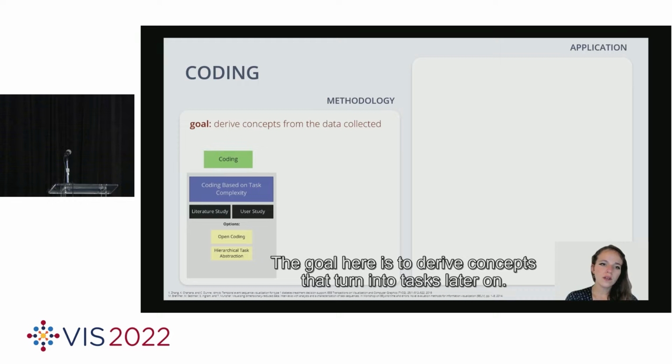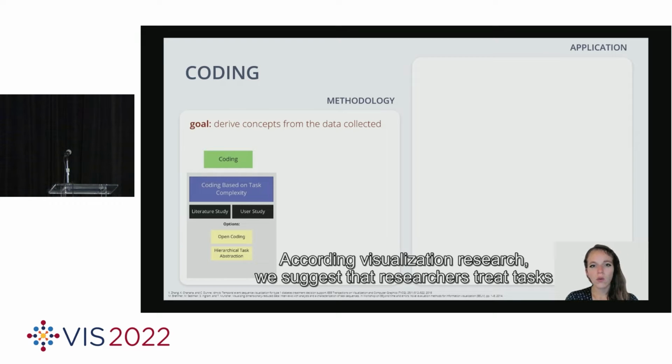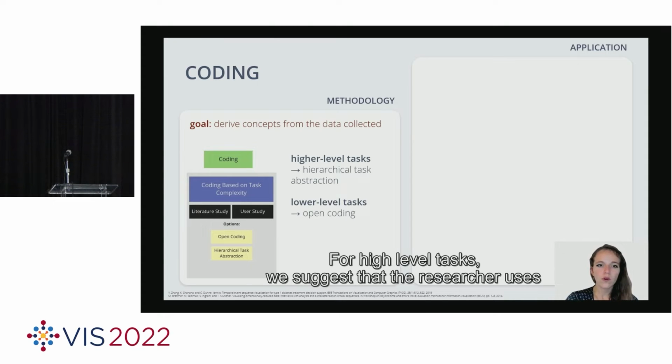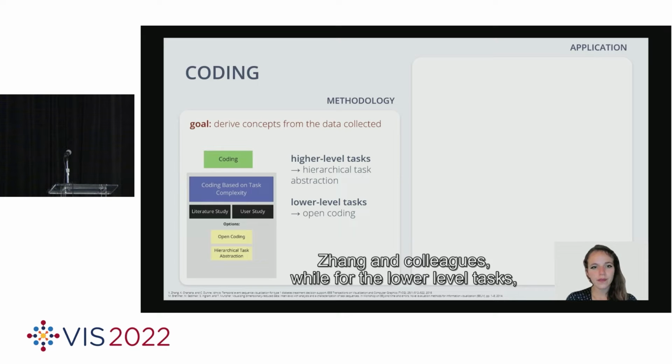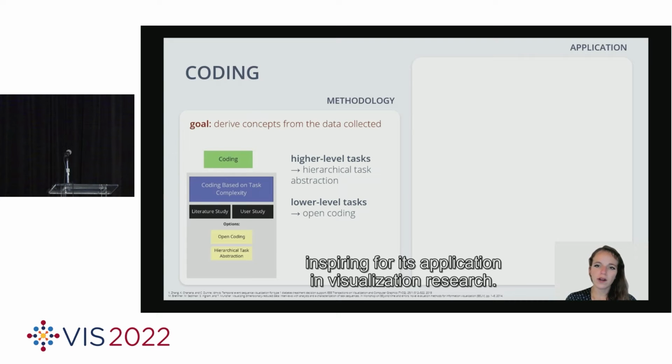The goal here is to derive concepts that turn into tasks later on. Echoing visualization research, we suggest that researchers treat tasks with different levels of abstractions differently. For high-level tasks, we suggest that the researcher uses hierarchical task abstraction, which was pioneered by Yi-Xuan Zhang and colleagues. While for the lower-level tasks, we suggest the usage of open coding, where Matthew Bremer and colleagues are inspiring for its application in visualization research.